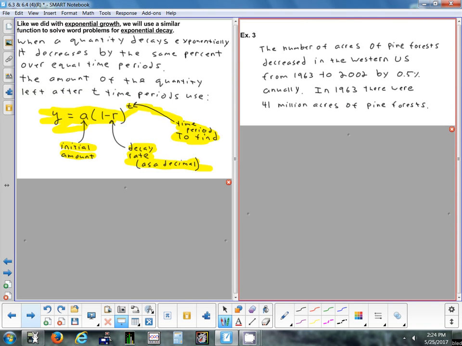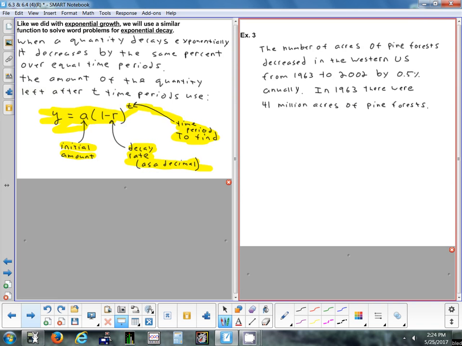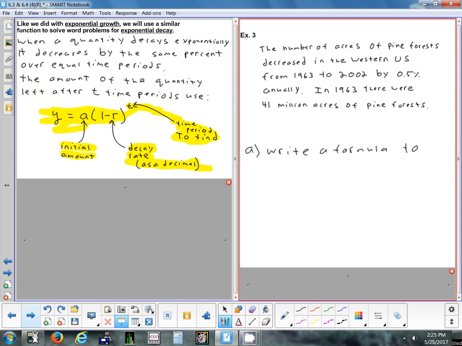Okay, so the last problem says the number of acres of pine forest decreased from 1963 to 2002 by 0.5% every year. In 1963, there were 41 million acres of forest. So first, let's write a formula for that. Okay, so part A on the test would say something like, write a formula to describe what's happening up above.